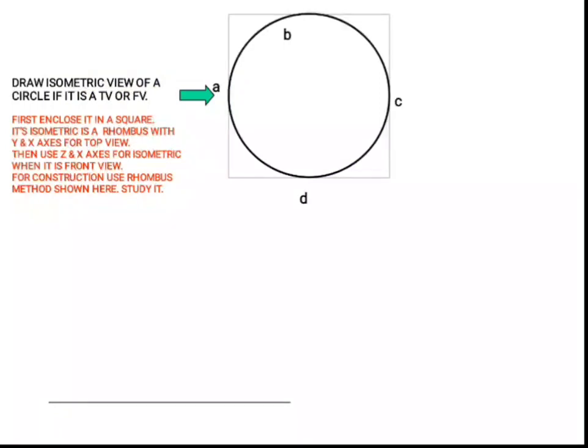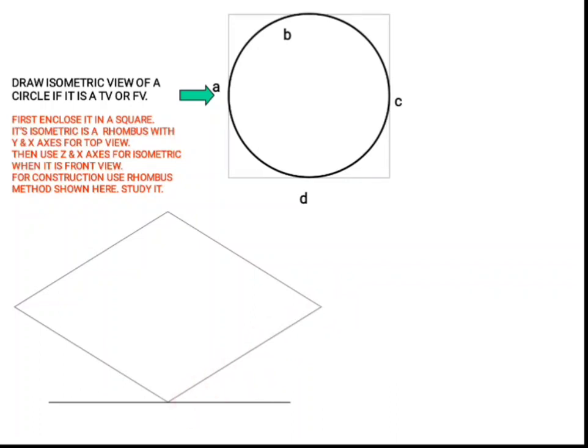The isometric view of a circle appears to be an ellipse. Construction of the isometric view of a circle is very important. One of the very common methods used is the 4-center method. First of all, you have to enclose the circle in a square, and the isometric view of that square is to be marked like this.